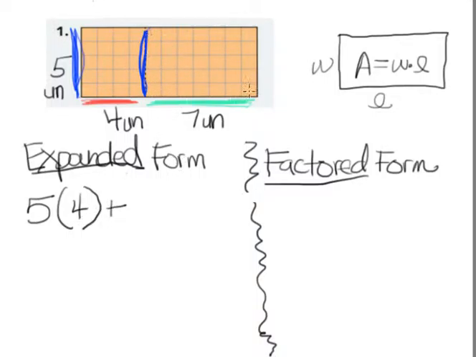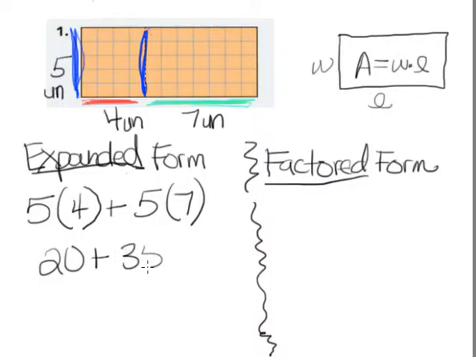And then what are the dimensions of this? So I've got a blue width here, that's 5 units, times this here, that's 7 units. So I have 5 times 7, and these are the numbers that I'm going to multiply together to get the area. So 5 times 4 is 20, plus 5 times 7, that's 35. 20 plus 35, that's 55.